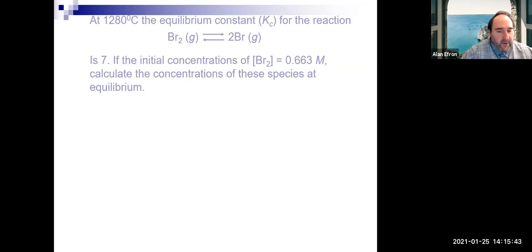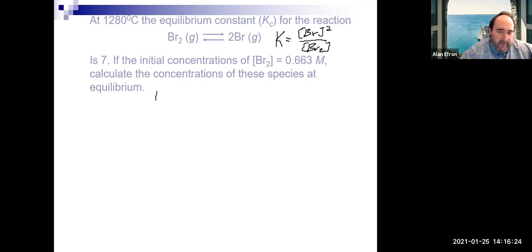In this particular case, we have this reaction, which is Br2 goes to 2Br. The K value is 7, and the initial concentration of Br2 is 0.663. We want to calculate what is the equilibrium concentration of everybody when we reach equilibrium. The first thing we can do is write our equilibrium expression, which is K equals [Br], and again, we want to square it because of the coefficient, divided by [Br2].